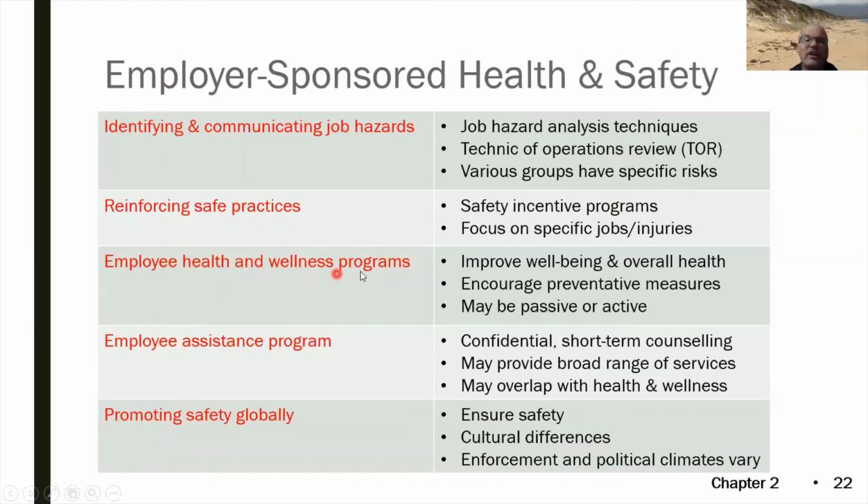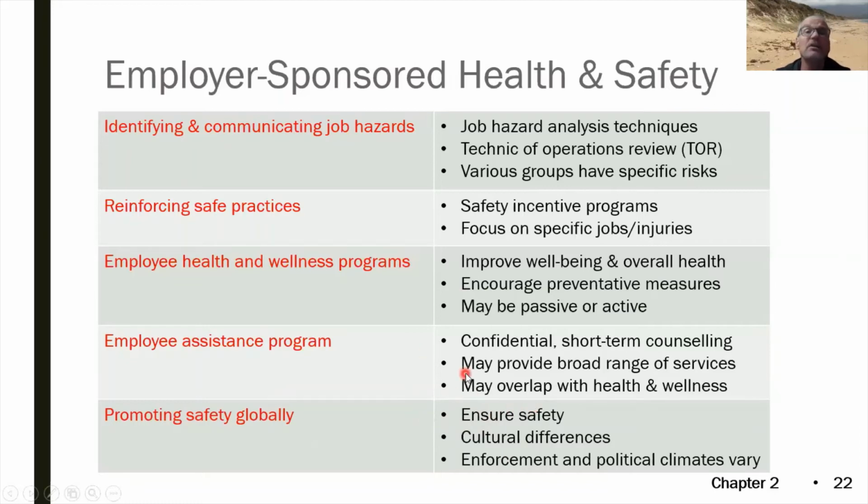So employee health and wellness programs. Essentially, health and wellness oftentimes is getting into the prevention part. Something called an employee assistance program. Traditionally, this has been for people who have suffered from addictions, all right, so having that available. And promoting safety globally. Again, the whole idea there is having a safety climate in your organization.